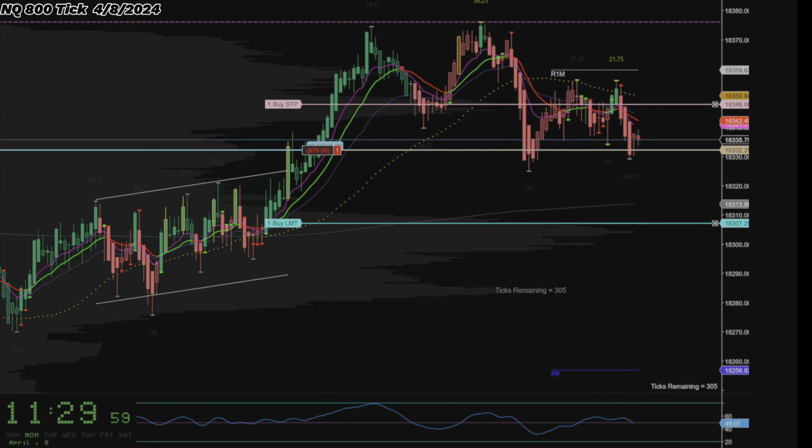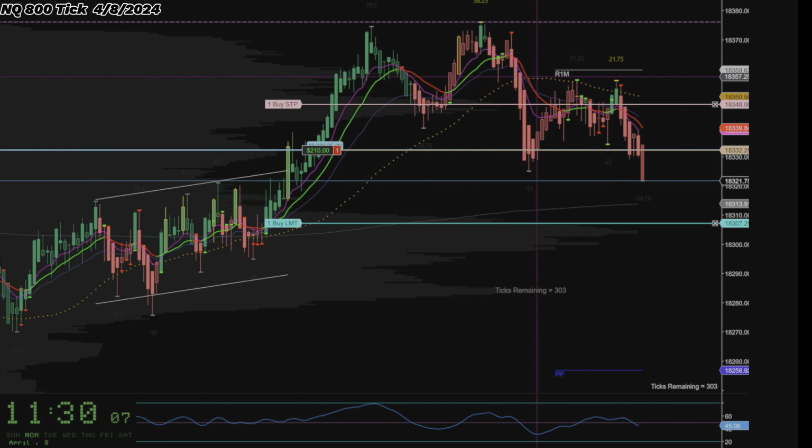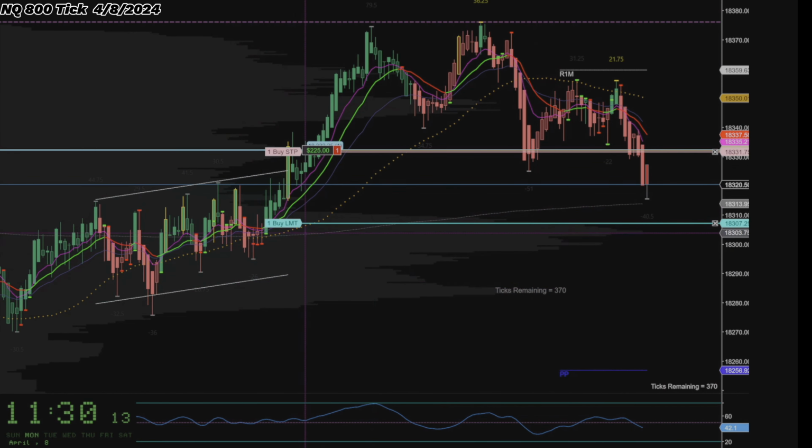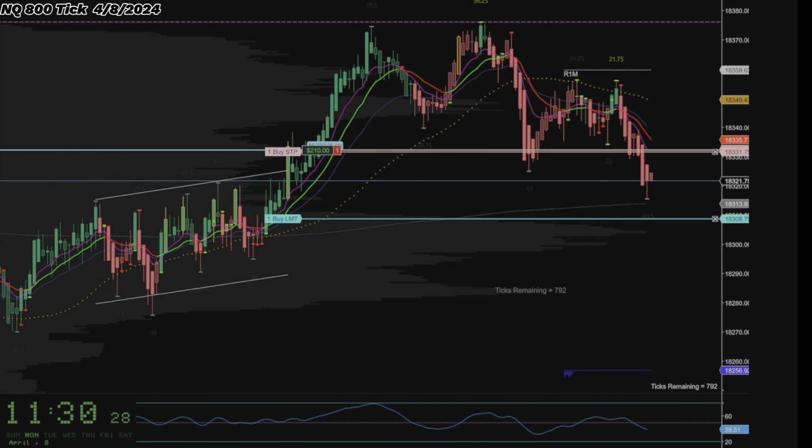Okay, they did a pullback. I really want to see some sellers stepping in here. Okay, it's a nice bar. And the momentum kicked in. So I think I am gonna wait to see the Vwap level here, because I really think that this has some more downside, because we have some levels below.